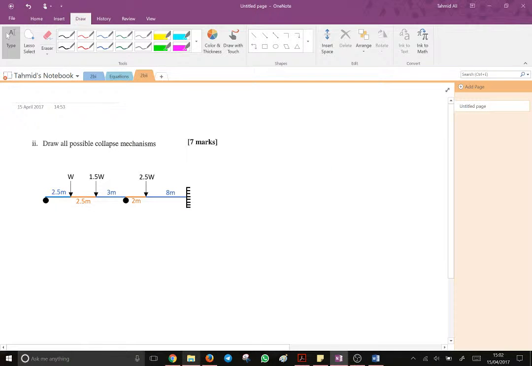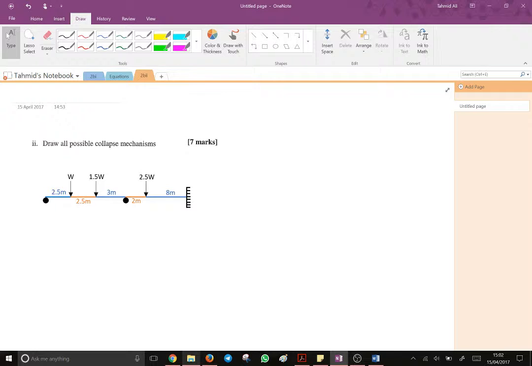So this is a continuation of the first part of the 2BI segment, where we're now tackling part I, where we're asked to draw all the possible collapse mechanisms. This was 7 marks, similar to the previous question. So to work out possible collapse mechanisms, it's best to first work out the indeterminacy of the structure.